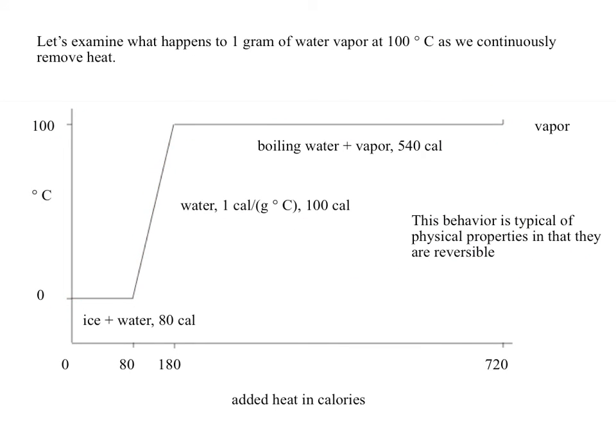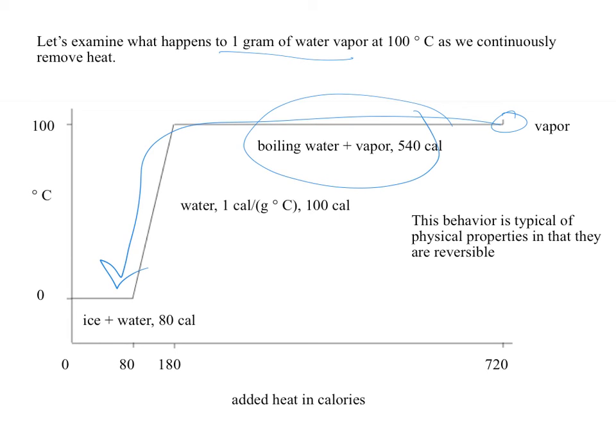Okay. Now, what happens if we have 1 gram of water at 100 degrees Celsius and we remove heat? Well, guess what? It cools off. And the exact opposite is true. Instead of requiring energy, for instance, to phase change, we would be releasing energy, or you'd have a negative energy value. You'd be releasing energy as you did these things.